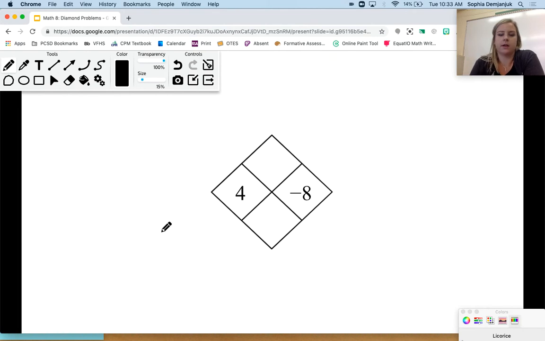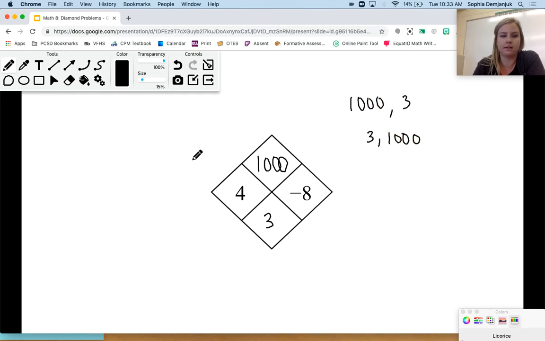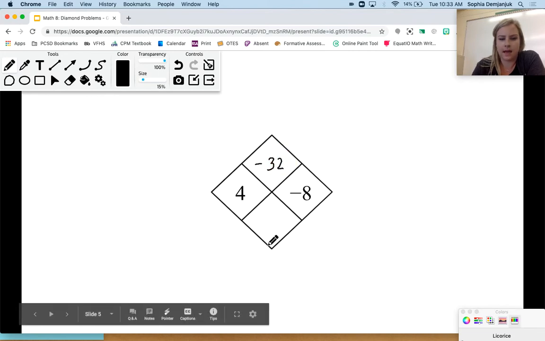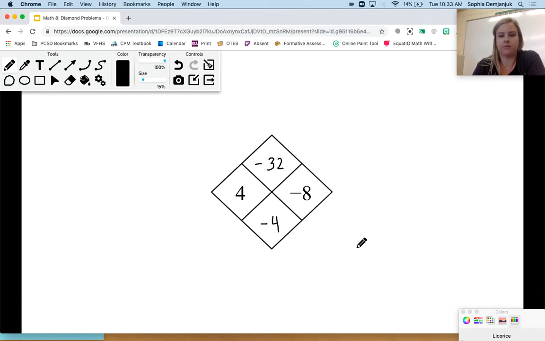Here's your example that you're going to do on your own. When you're typing this into your Edpuzzle text box, I don't care if you type in the top number first or the bottom number first. Let's say this is not the answer, but let's say the answer was 1,003. You can go ahead and type 1,000, 3 or 3, 1,000 in your answer bar. So for your correct answer, 4 times negative 8, you should have gotten negative 32. Adding 4 plus negative 8, you'll get negative 4.